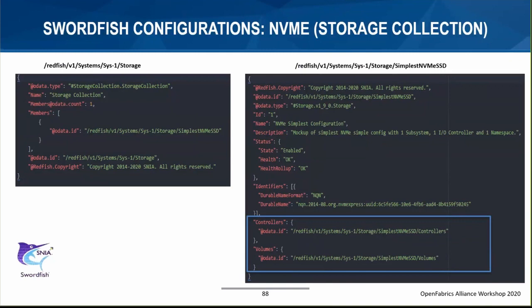We also see that this subsystem has one controller and one volume, and those are represented by the links with the OData IDs, which are highlighted by the blue box on the right side. The link for this subsystem is at the top of that right side block, which is Redfish V1 Systems, and so on, simplest NVMe SSD. Please move on to the next slide.